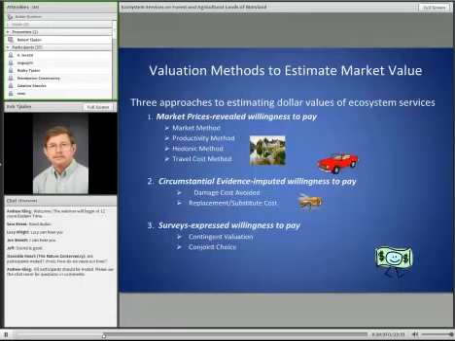And the other is really what we're going to be speaking about today, the expressed willingness to pay. There are several different methods, but the most common are what's called contingent valuation, and we'll go through those in quite a bit of detail today. And the other is conjoint choice, which is really forcing folks to make a decision between two different choices.